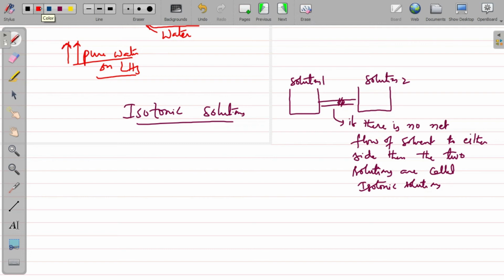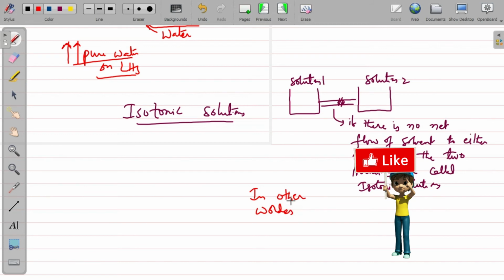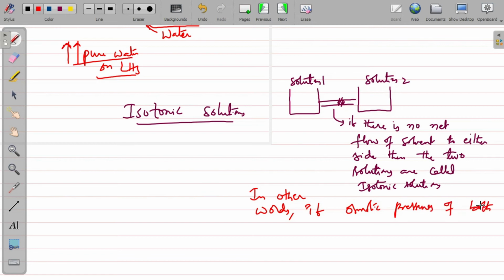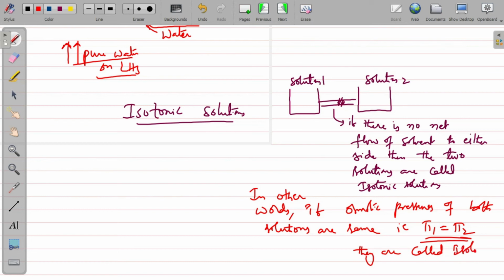So, in other words, if the osmotic pressures of both solutions are the same, we call it isotonic solutions. That is the definition of isotonic solutions.